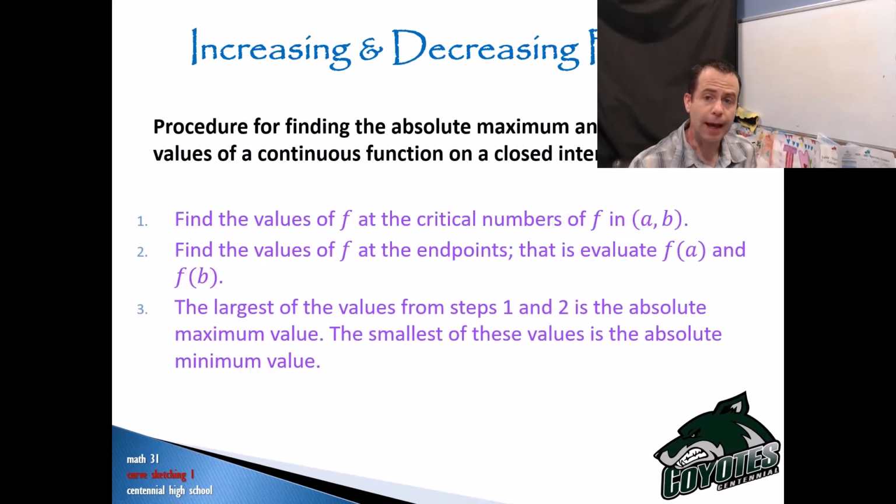Procedure for finding the absolute maximum and minimum values of a continuous function on a closed interval, say a to b. Find the values of f at the critical numbers of f in a to b. Find the values of f at the endpoints. So evaluate, then figure out what f of a and what f of b is essentially. So the absolute max or min must occur at either a local max or min, so either at a critical number or an endpoint. That's why we're doing that. So essentially we're finding all the y values of our critical numbers, all the y values of our endpoints, and then we're taking the highest and we're taking the lowest. Okay.